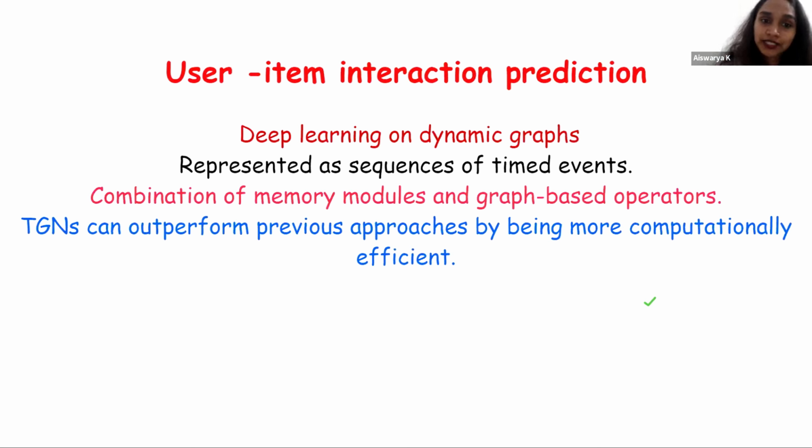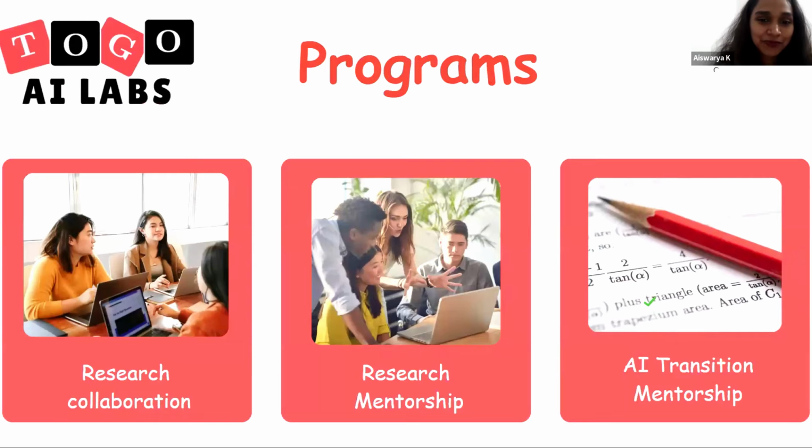It can be used for deep learning on dynamic graphs, where everything is represented as sequences of timed events, and a combination of memory modules and graph-based operators can be used for this. I have personally worked with temporal graph networks for e-commerce data, and I have found that TGNs can outperform previous approaches by being more computationally efficient and working with dynamic graphs. So this is a research area where we can apply temporal graph networks and have different types of research opportunities, different research problems.